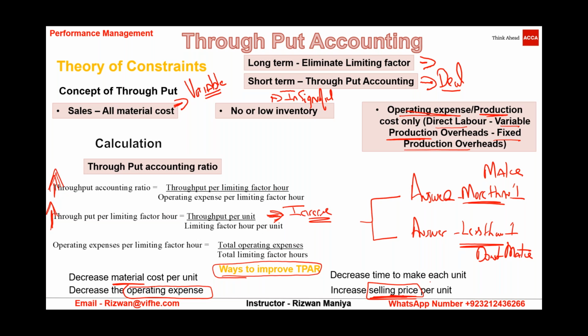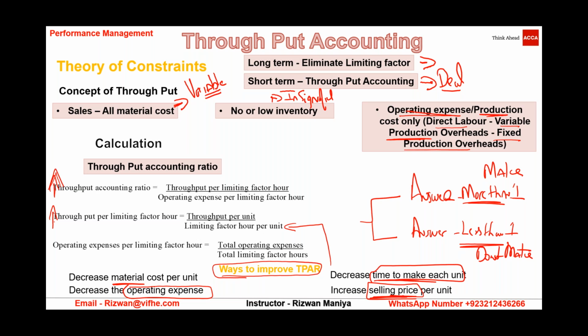Last, decrease time to make each unit. If you decrease time to make each unit, what happens? First of all, let's determine where exactly the time to make each unit is. So here you have this one. If you decrease the time to make each unit, what will this result in? If you reduce the time to make each unit in terms of hours, your throughput per hour will increase, and this will increase your TPAR.